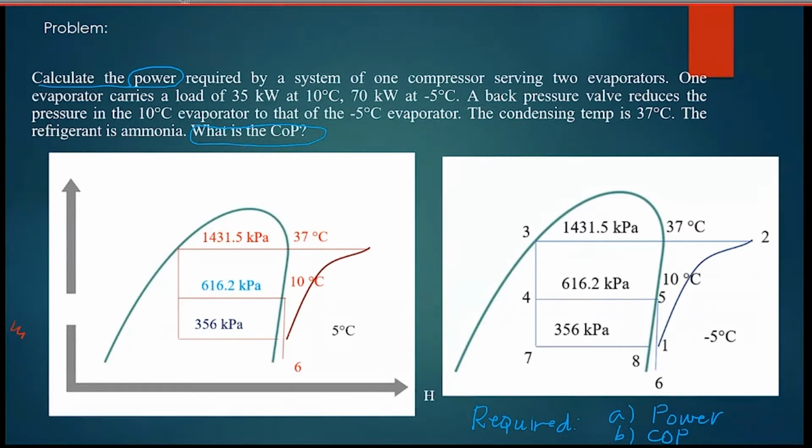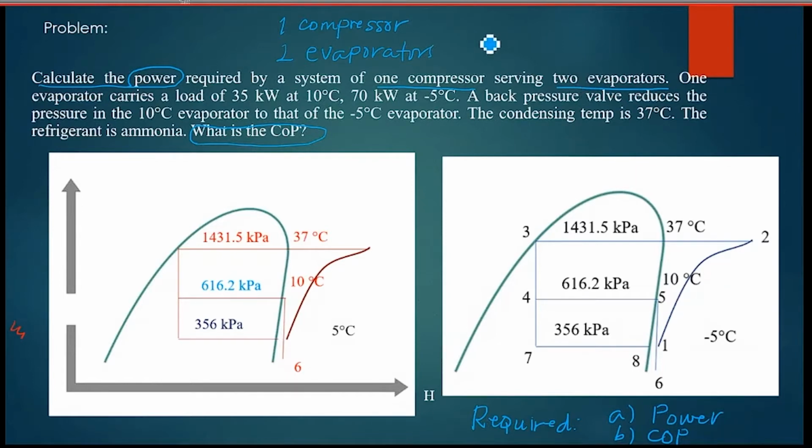We go to the given: one compressor. I just write it down here so that we can see the given and the figure side by side on the same page. What is given to us is one compressor and two evaporators. So here, one compressor serving two evaporators. One evaporator carries a load of 35 kilowatts at 10 degrees centigrade.